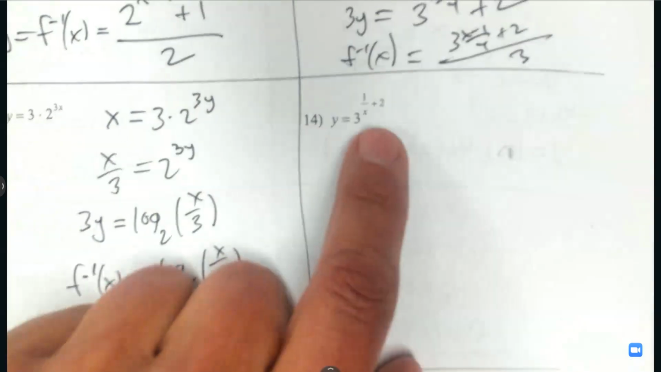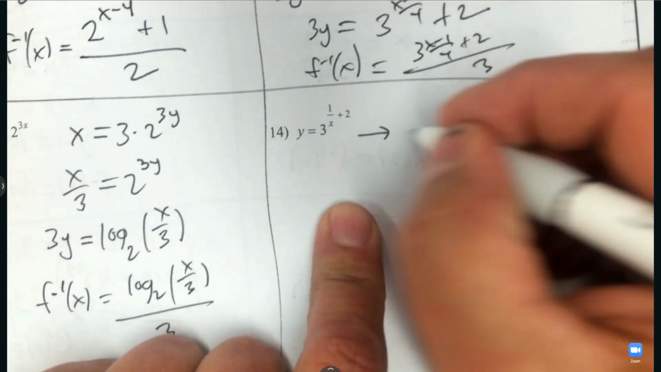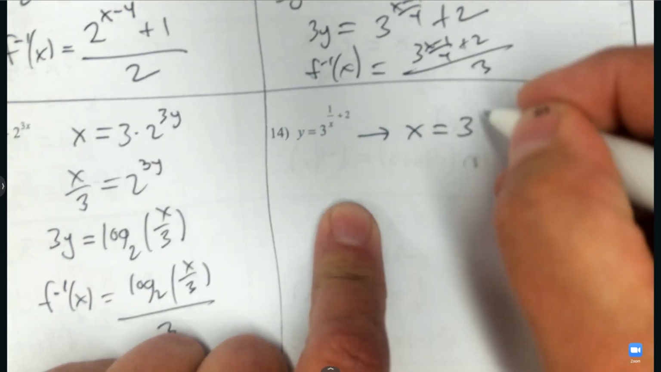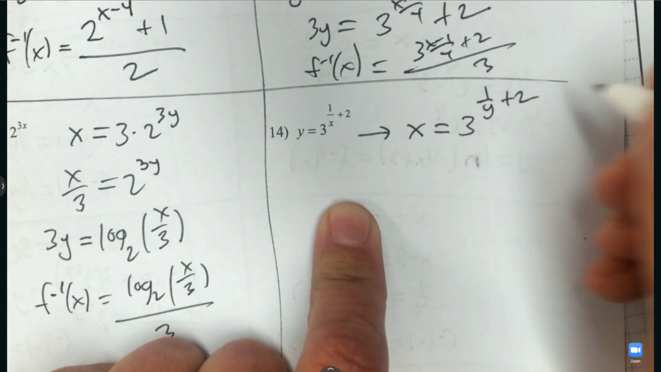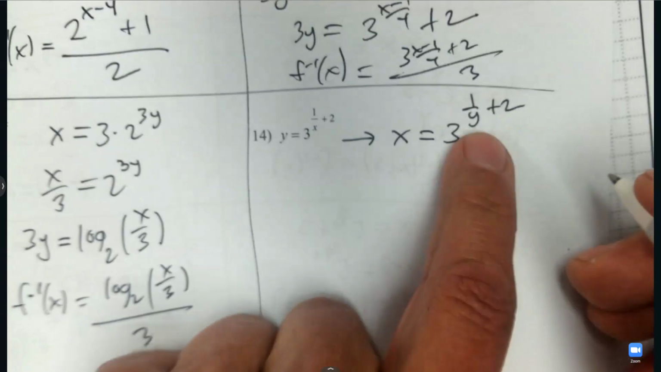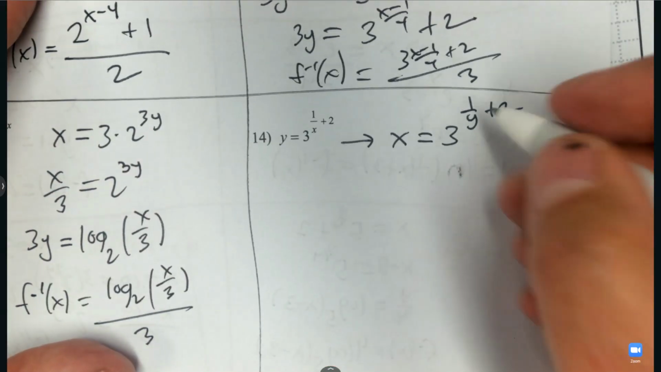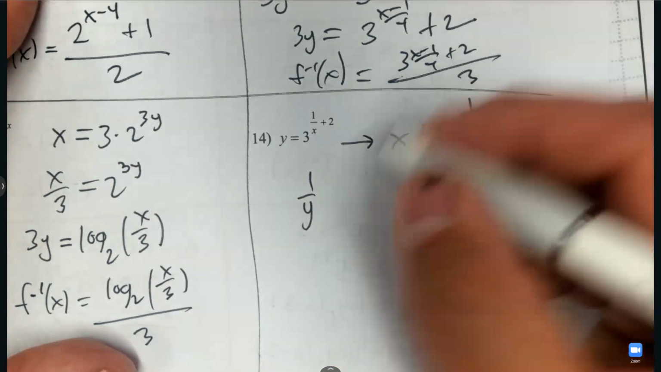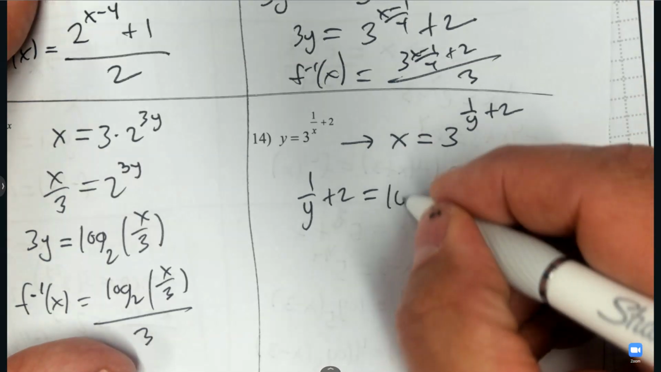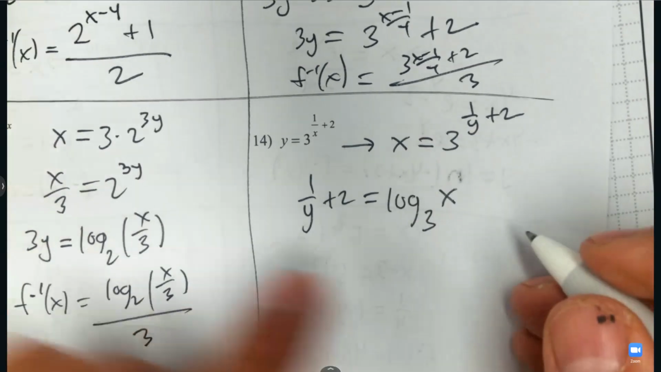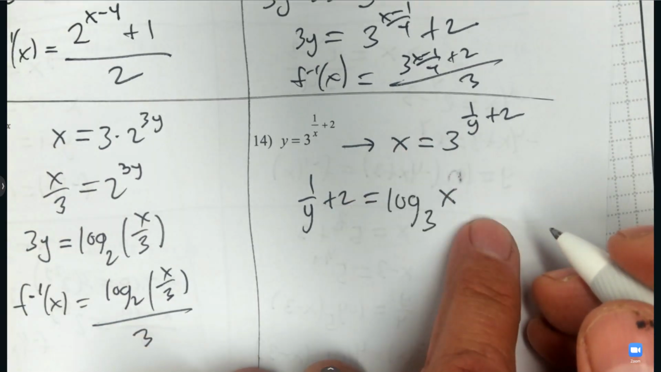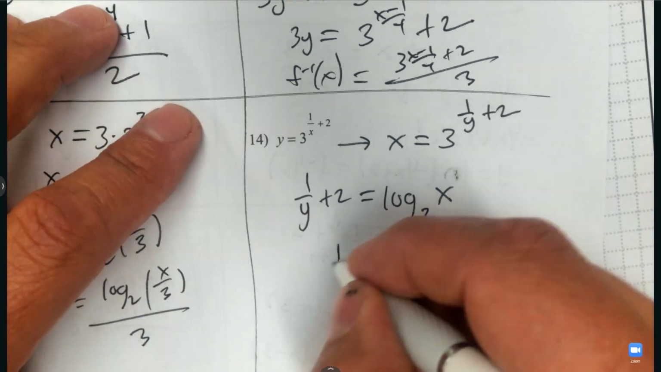Number 14. All right, let's inverse this. X equals. The exponential is already isolated, so we're going to write that exponent, 1 divided by y plus 2, as a logarithm. So base 3 of x, we're going to subtract 2.